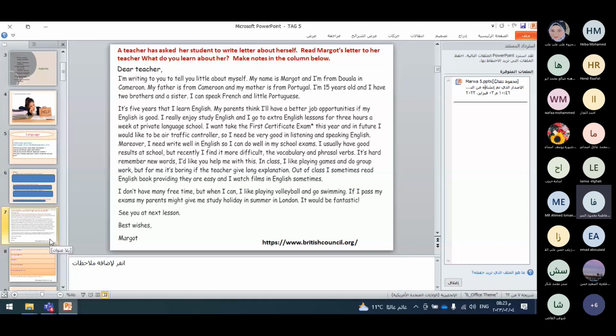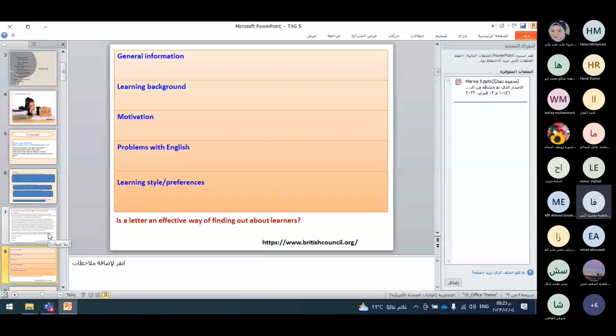I said that she has learned English for 5 years, and she is doing extra English lessons for 3 hours a week at a private language school. Yes, great. And what's her reason behind using the language? What's the motivation? Motivation means the reason behind learning the language itself.